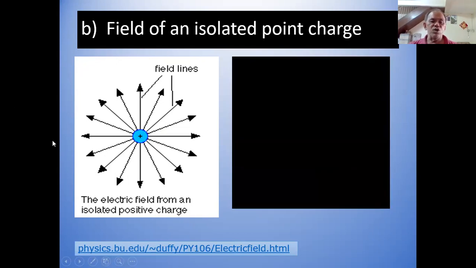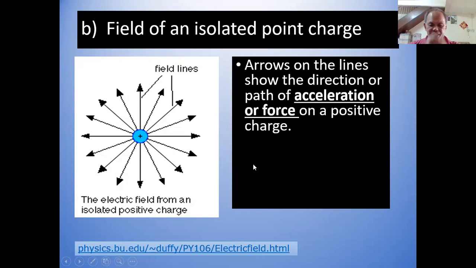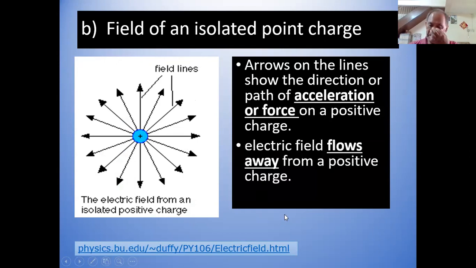So I'm just reviewing your SPM work. Positive charge, the lines all go away from it. Arrows on the lines show the direction of acceleration or force on a positive charge. To know this direction, you put a positive charge there, find the direction of the force, and that's the direction of the line, or where the charge accelerates. You have to memorize that for an isolated positive charge. You can think of it like water flowing: the electric field is flowing out from the positive charge.